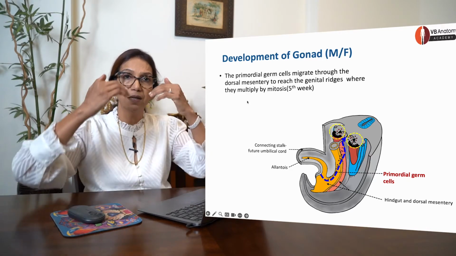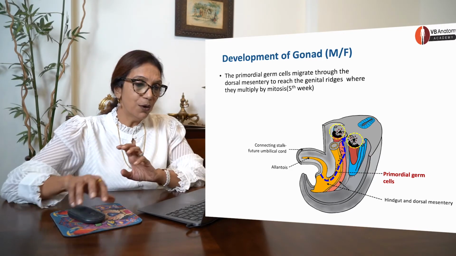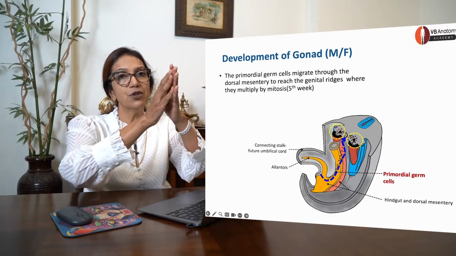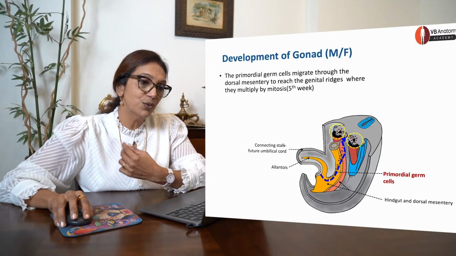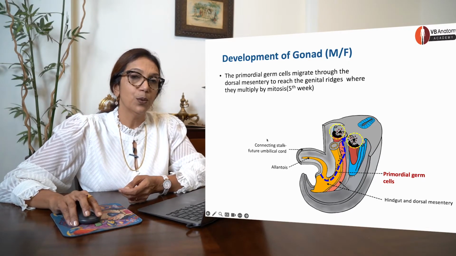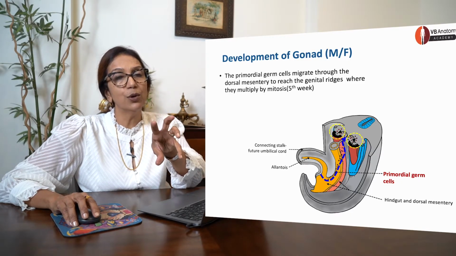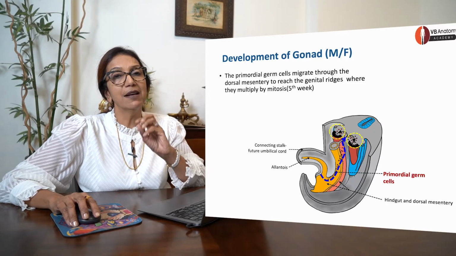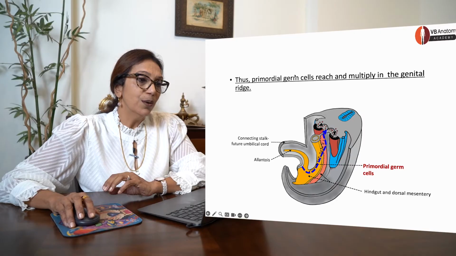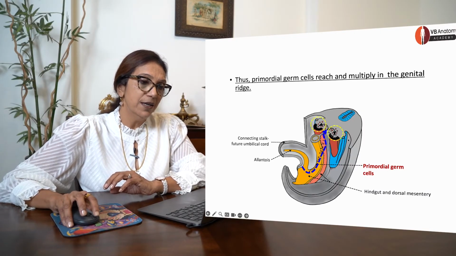From epiblast through primitive streak to the region of connecting stalk, from there to the hindgut and dorsal mesentery, through the dorsal mesentery and hindgut, migrating upwards to the genital ridge, where now they begin to multiply. Okay, so primordial germ cells have reached the tentative region where the gonad is going to develop, and they have started to multiply there. Clear? Okay, so thus primordial germ cells reach and multiply in the genital ridge.